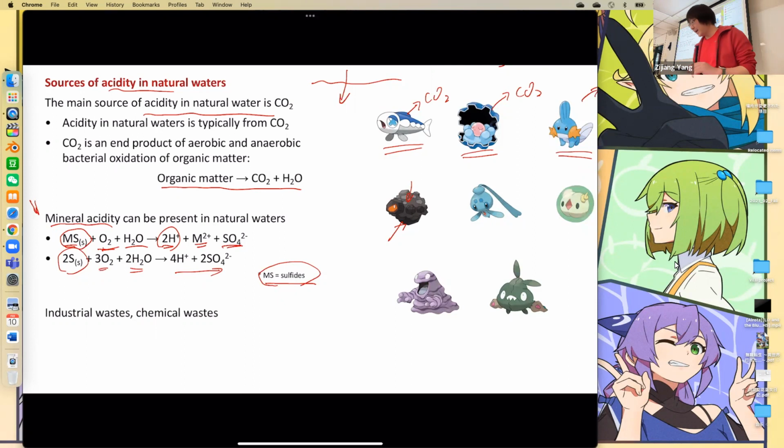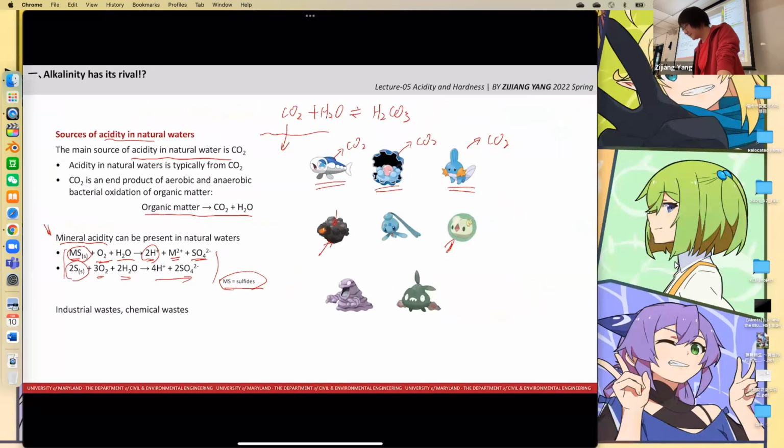Chemically, these reactions are relatively slow under normal temperature and normal atmospheric pressure. But with the existence of microorganisms, they can accelerate this process. So in the environment, this process is not quite slow because of the existence of microorganisms.